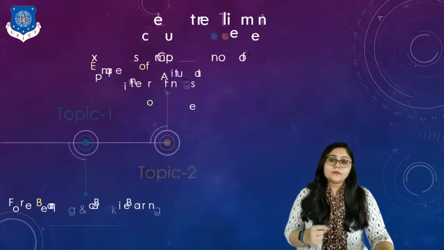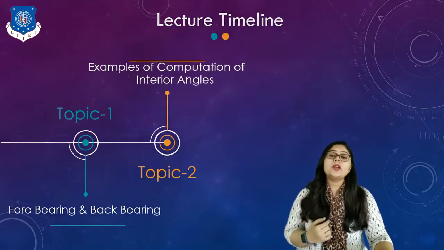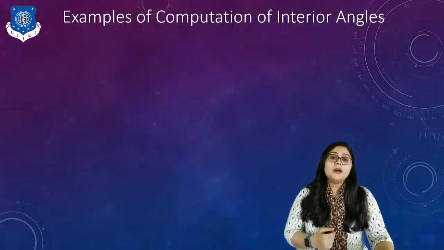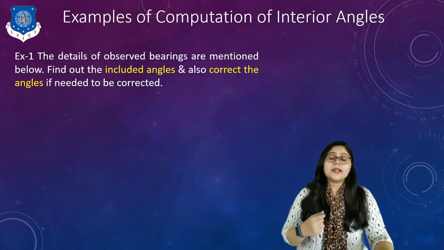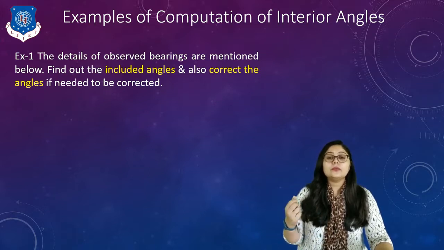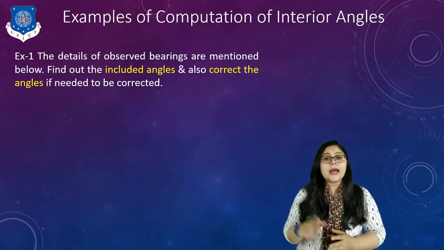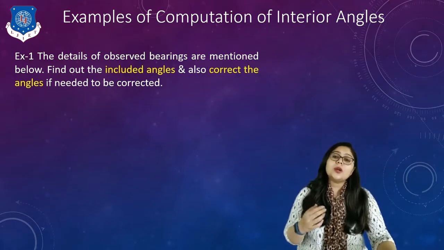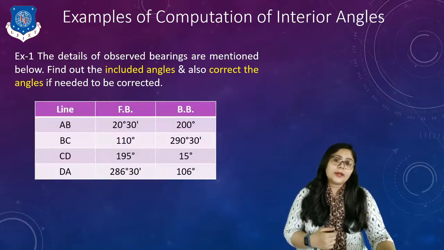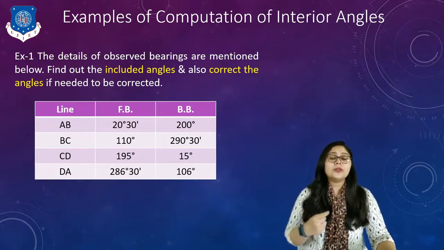Now, let's discuss the example of computation of interior angles, right? Now, to compute the interior angle of any traverse, let us discuss first the data that we have from the field. So, the details of observed bearing are mentioned below. Find out the included angle and also correct the angles if needed. Here, this is the table given of the angles taken from the field.